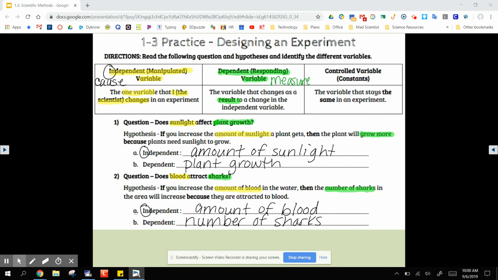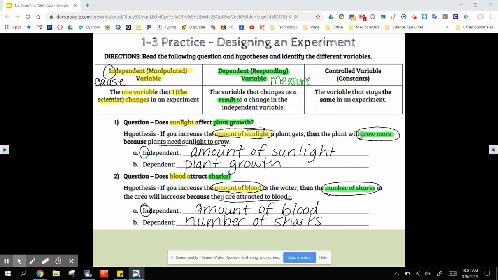When you write a good hypothesis, you can see after the if is where you will find the independent variable. So if I change this, then my prediction is that it will grow more because, and then I need to give a reason. So again, in this number 2, if I increase the amount of blood, that's the end. If I change the independent variable, then the dependent variable will change because, and then I give my reason. So that is how you write a correct scientific hypothesis as well.